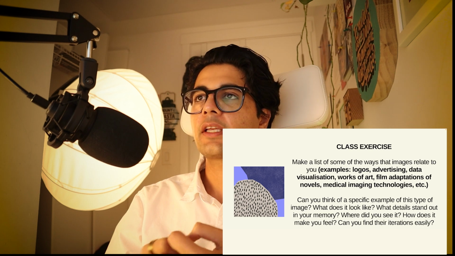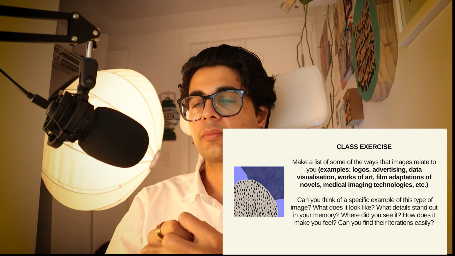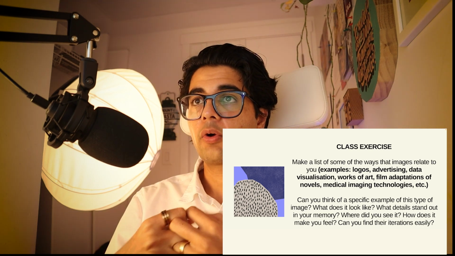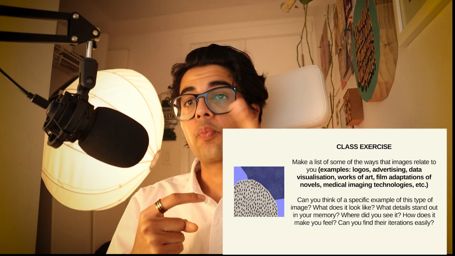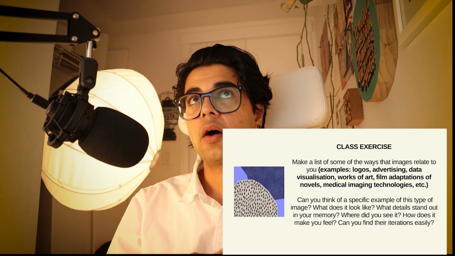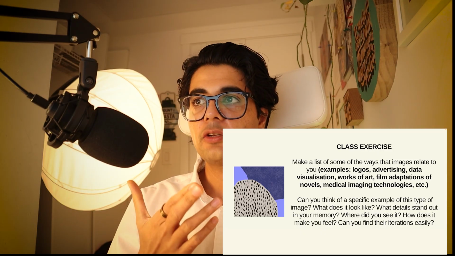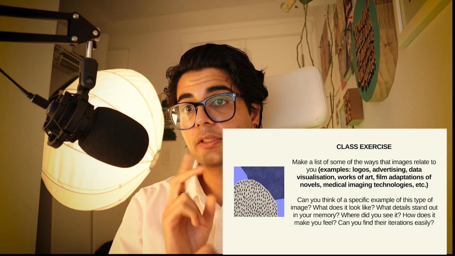So the questions are: can you think of specific examples of this type of image? What does it look like? What details really stand out in your memory? Where did you see it? How does it make you feel? Can you find the iterations easily? Now, this is very important.